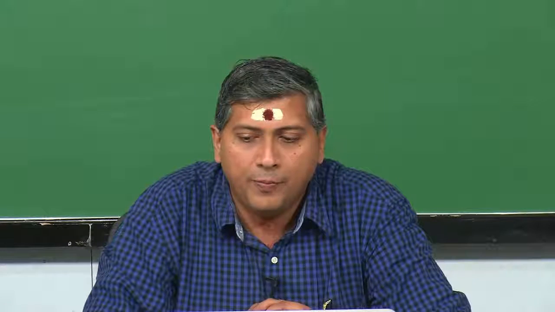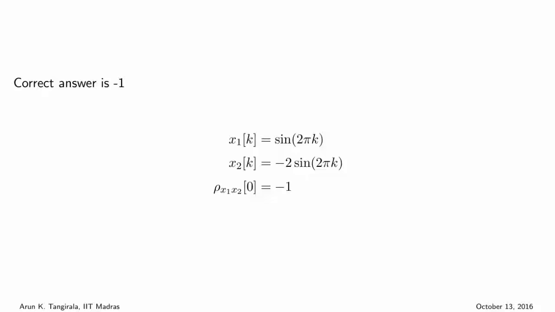So, what do you think should be the answer intuitively? On one hand we have a signal that is sine, and on the other hand we have a signal that is cosine, but phase shifted. If you go back to some basic trigonometric identities, one of them says that cosine of theta plus pi by 2 is minus sine theta. So the second signal, although it is a phase shifted cosine, because it is phase shifted by pi by 2, is nothing else but negative 2 sine 2 pi k.